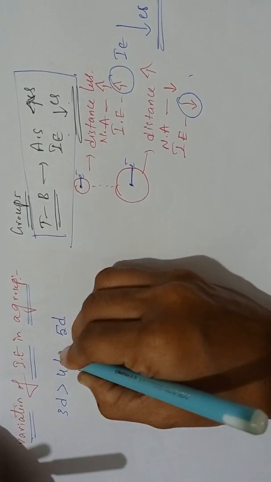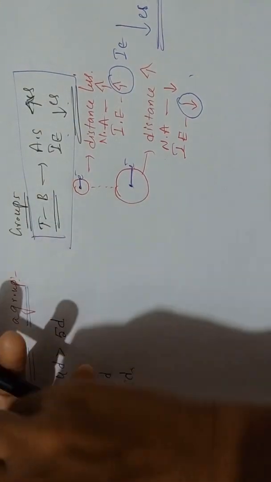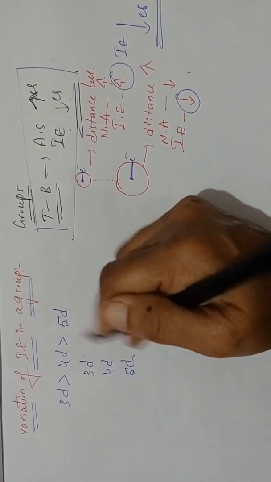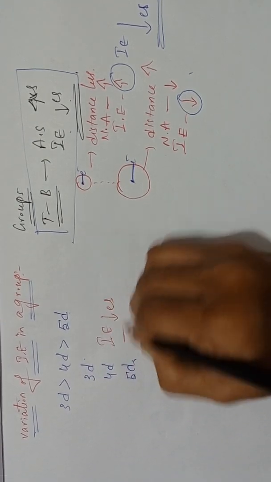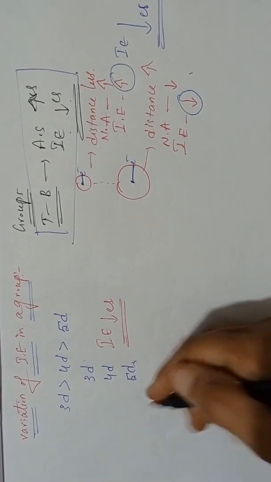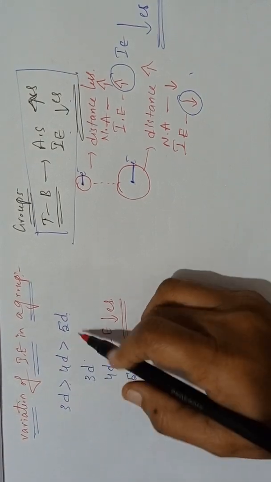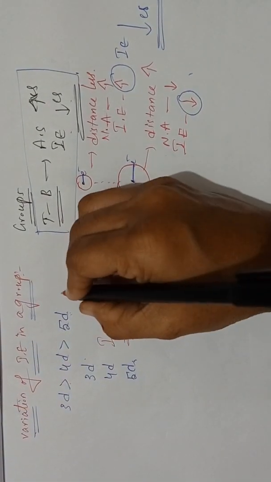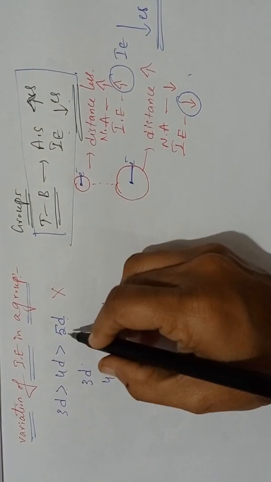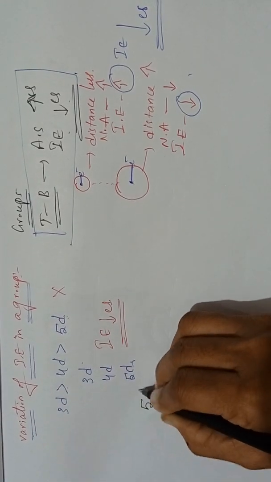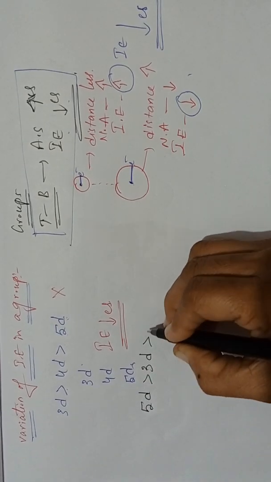Decreases means what, students? 3d is greater than 4d is greater than 5d. Is this order correct? Ionization energy decreases from 3d to 5d, and decreases means big to small, that's why the greater than symbol. Is this order correct? No, it is the wrong order. In first, the 5d series will come. What is the correct order? 5d greater than 3d greater than 4d.